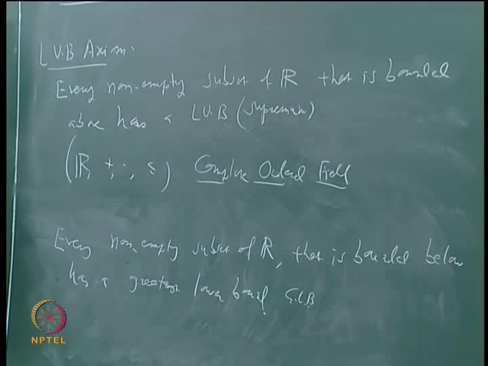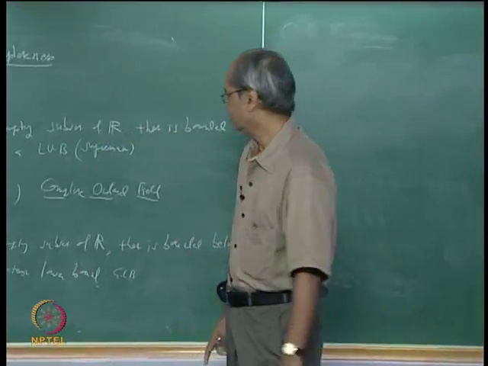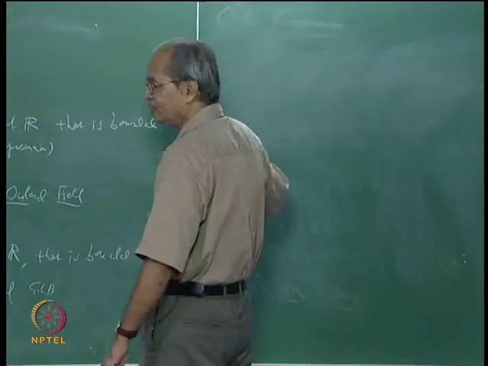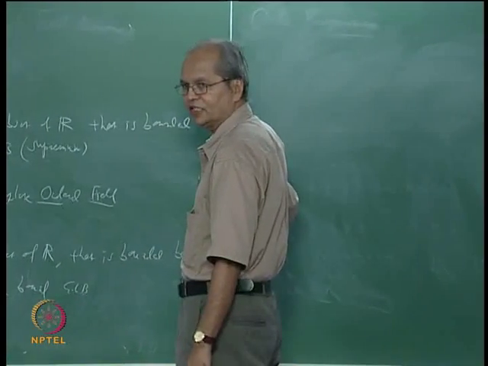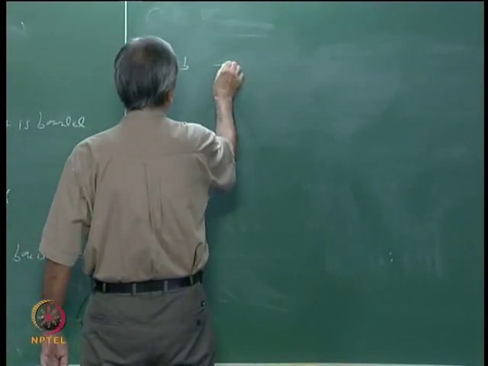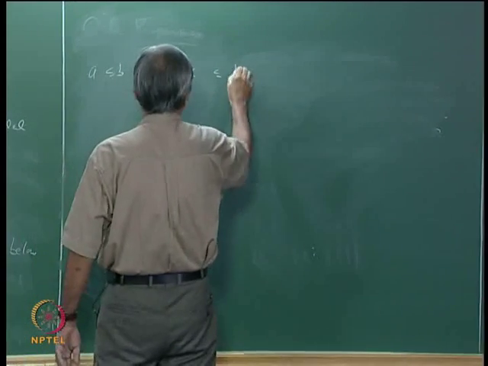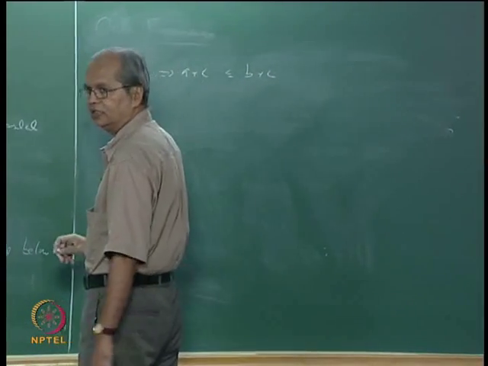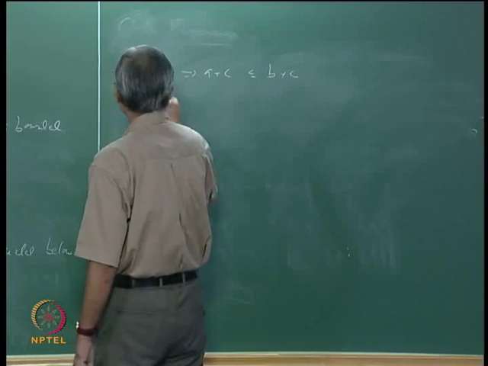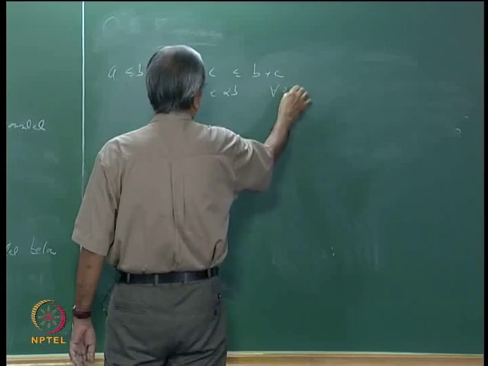That is, if you assume this, you can prove this, and if you assume this, we can prove this. And the whole idea is that the axioms about the order that we wrote here, various axioms. For example, we said that if A is less than or equal to B, then A plus C is less than or equal to B plus C, and similarly alpha A is less than or equal to alpha B for all alpha bigger than or equal to 0.